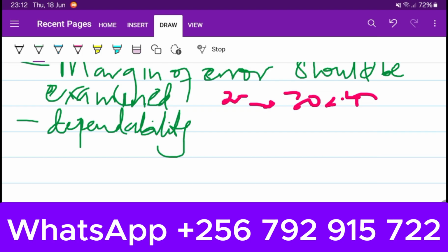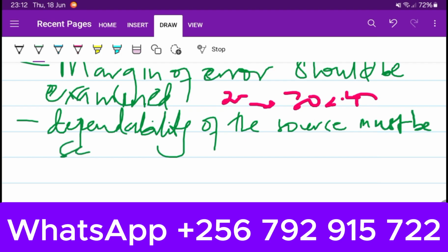The dependability of the sources must also be seen. The dependence of the sources. Can we depend on the sources where you collected the information? Of course, if we can, then it means the data you have collected can be accurate.